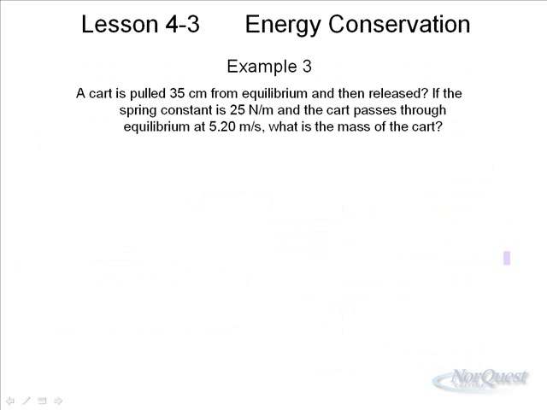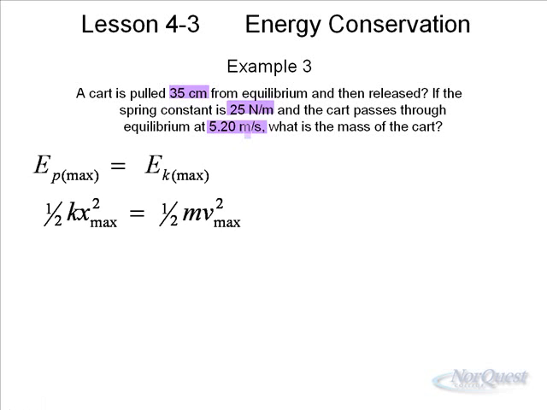So another example, in this case though, we're not given the mass of the cart. So we're given enough information that we can figure out the mass of the cart if we use conservation of energy. So the cart is pulled 35 centimeters from equilibrium and released. The spring constant is 25 newtons per meter, and the cart passes through equilibrium at 5.2 meters per second. What is the mass of the cart? Well, we know from our discussions that since energy is conserved, the maximum potential at 35 centimeters is equal to the kinetic energy at equilibrium.